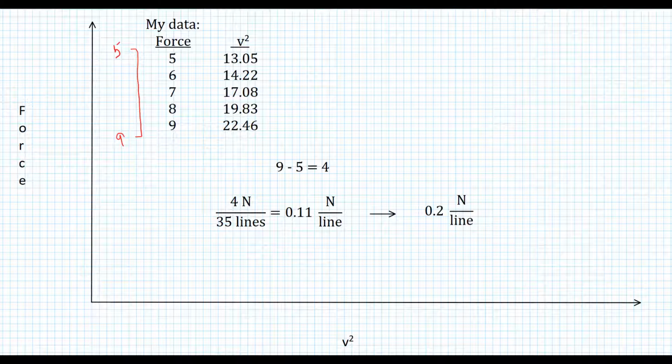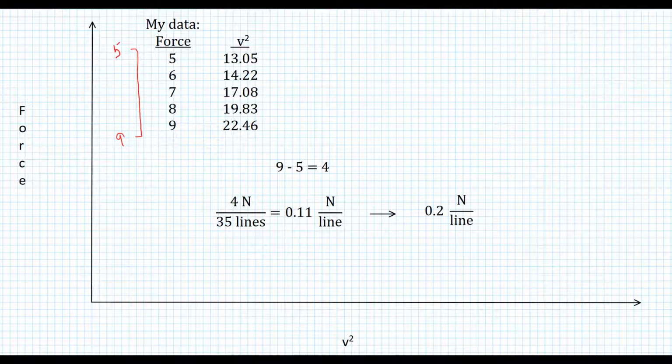If I have a range on my y-axis that starts at 5 and goes to 9, I'll include all of those and everything in between. 9 minus 5 tells me that I have to have a range of 4 newtons. And I divide those 4 newtons by 35 lines, and I get 0.11 newtons per line. That's a very small change. So I'm going to round that way up to 0.2 newtons per line.